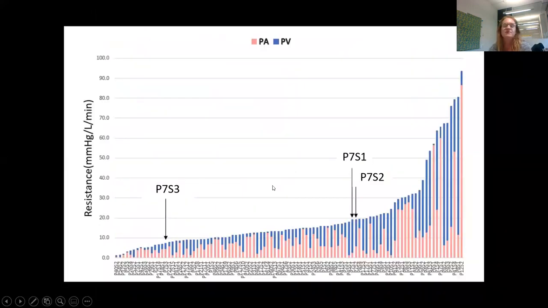So what we're doing now is combining all of our patient scans into one big database. And we're hoping that if we can get enough data on all these patients, then we'll be able to come up with some sort of predictive tool. So we'll be able to say, if your resistance is this value, then this is bad, or if your resistance is this value, then you're safe.